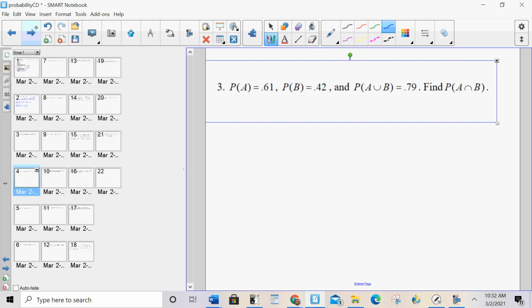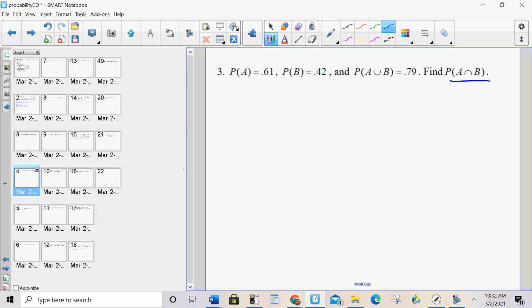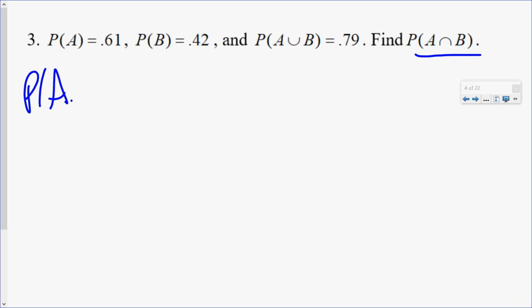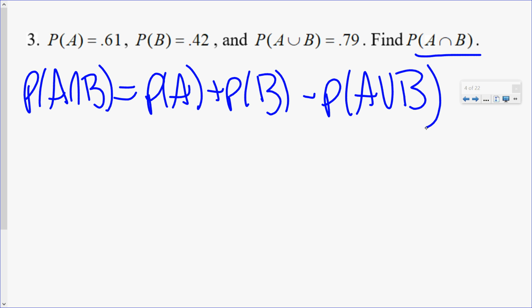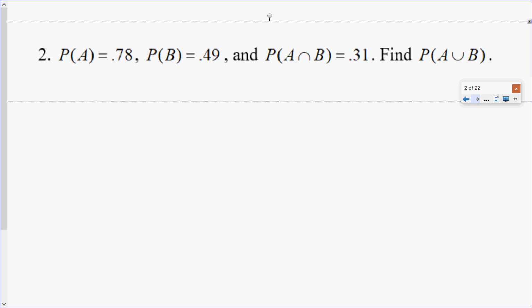Let's skip ahead to number 3. It's pretty much the same thing. It's asking for P of A and B. Does it say anything about independence? No. So P of A and B equals P of A plus P of B minus P of A or B. It's always the opposite. If you're finding and, this is or. If you're finding or, then this one's and. Whichever one you're finding, the other one goes at the end.